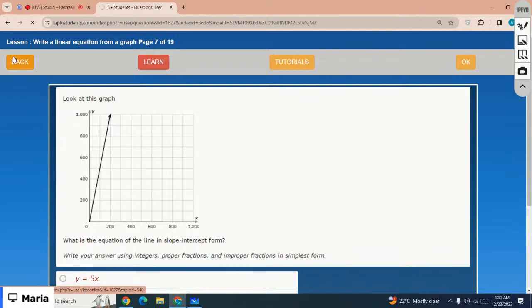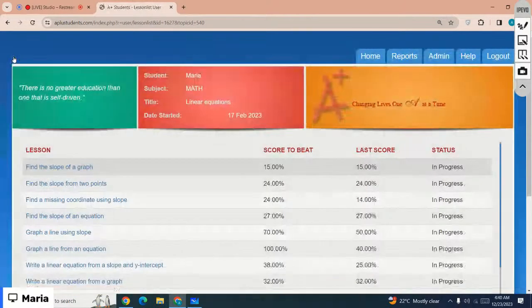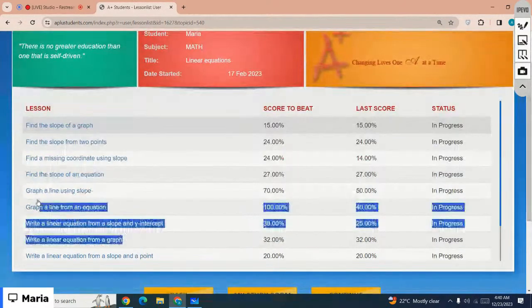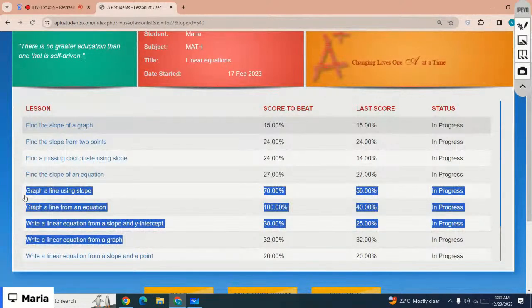So we were working on grade 8 math. The chapter we were working on is linear equations, and the lessons we have covered today are graph a line using a slope, graph a line from an equation, write a linear equation from a slope and y-intercept, and write a linear equation from a graph. So please make sure before the next session you complete all the practice questions for the lessons we did today. That is your homework until the next session, right?